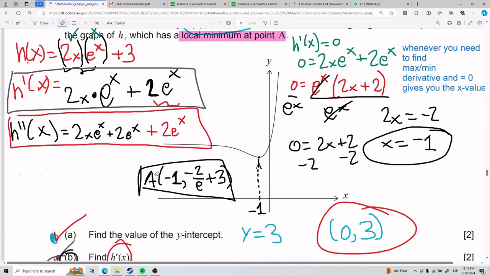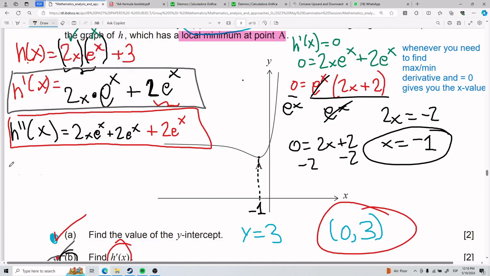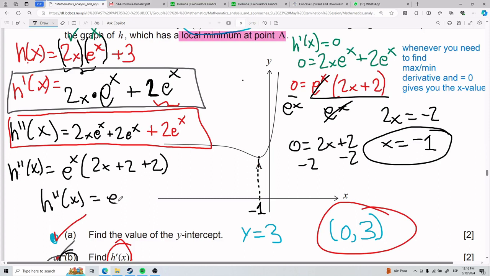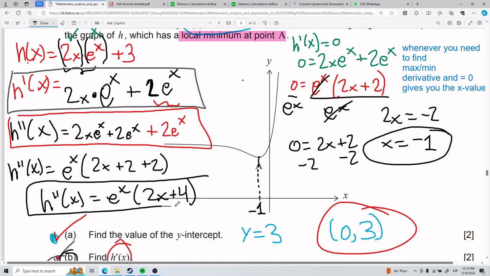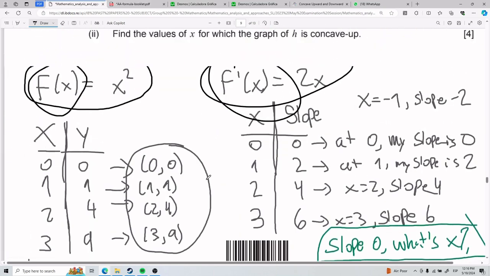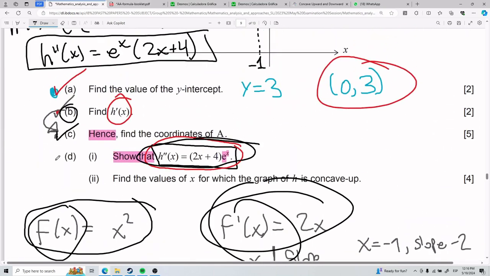You can do this later, you can do this now. I'm just going to do it now because maybe for some of us it's easier to comprehend. So if you take e to the power of x out of every single term, this first one is going to be 2x. The second one is going to be plus 2, and this third one is going to be plus 2. So you end up with e to the power of x times 2x plus 4, which is exactly the same as what they have down here. So that is for part D, part I.